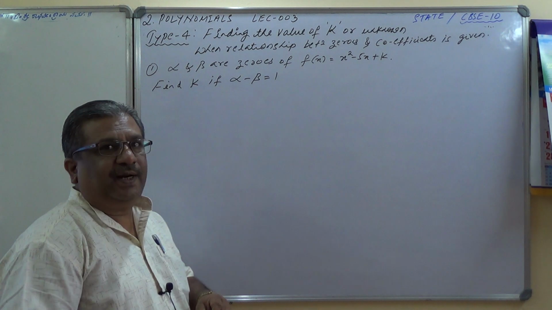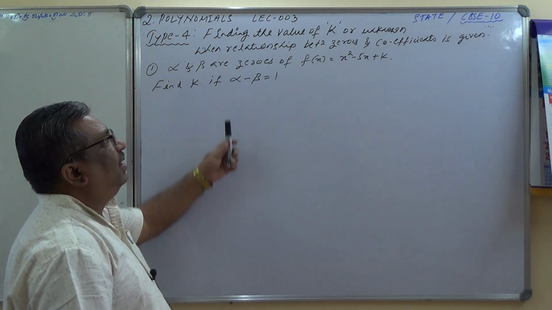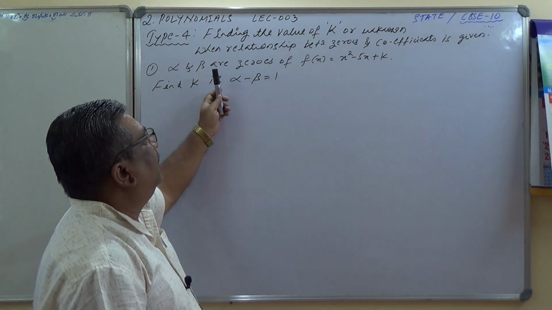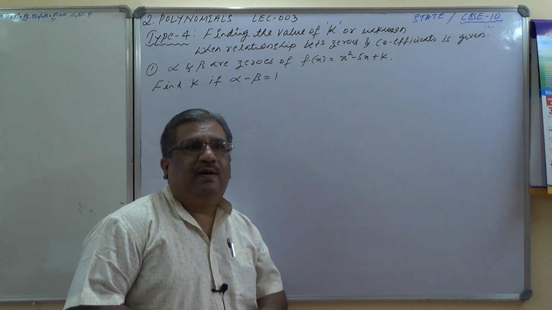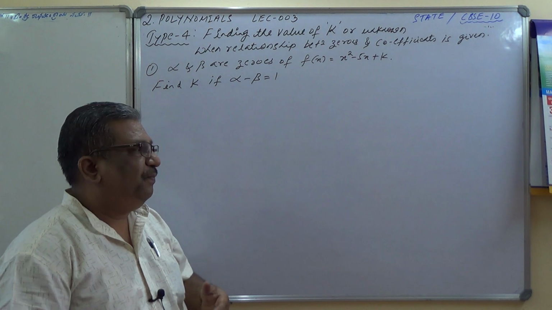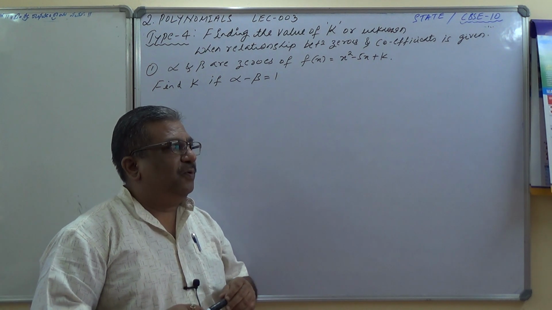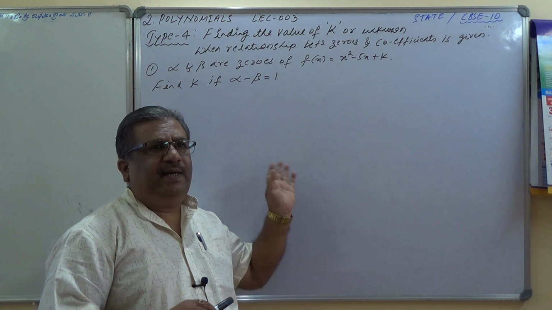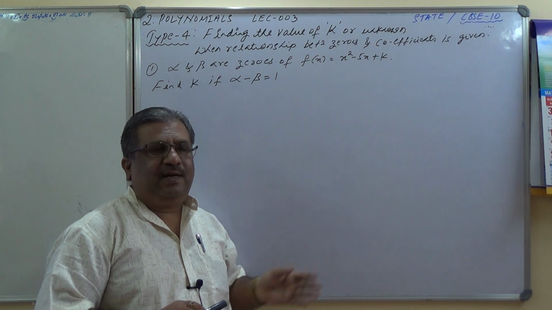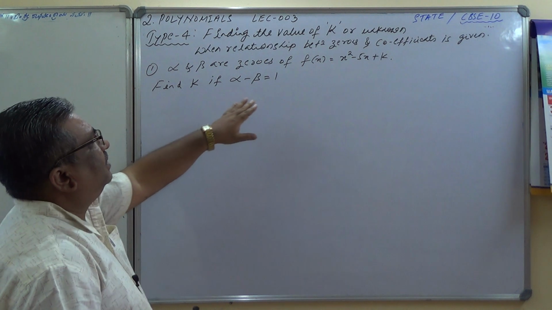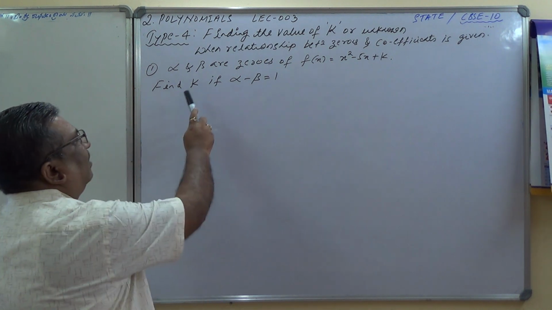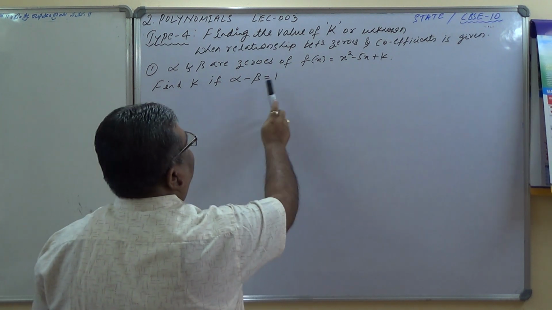Type 4 numericals. Finding the values of k when the relation between zeros and coefficients is given. These numericals are quite prone to come in the exams. Every time you will have 1 or 2 questions like this, finding the value of k. First question: alpha and beta are the zeros of this equation. Find the value of k if alpha minus beta is given as 1.